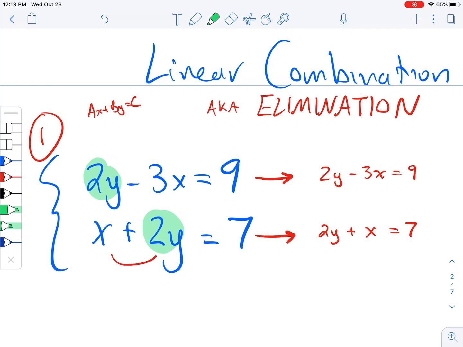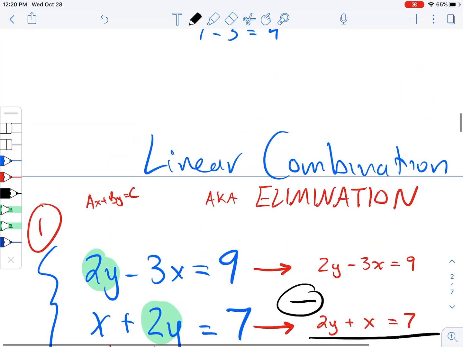What I'm going to do is eliminate one of my variables. Now, the easier one is going to be my y values. So would I add these equations or would I subtract them? Because I want to eliminate the y values, I would want the 2y to subtract another 2y. So I'm going to subtract these two equations. Is that legal? Great question.